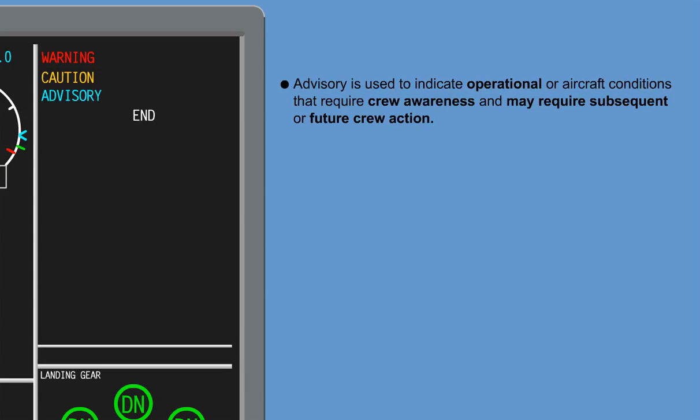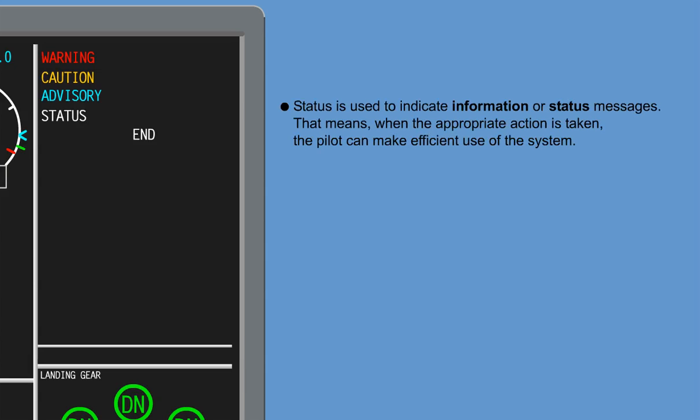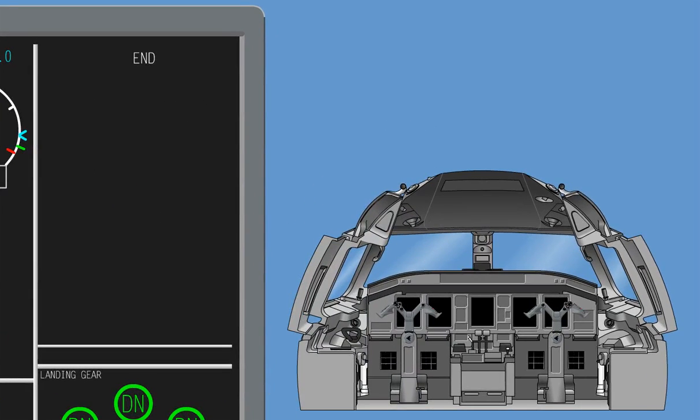Advisory, cyan color, is used to indicate operational or aircraft conditions that require crew awareness and may require subsequent or future crew action. Status, white color, is used to indicate information or status messages. That means when the appropriate action is taken, the pilot can make efficient use of the system. The ICAS messages are grouped and presented in chronological order according to their category. The warning category is at the top of the CAS field. Below this category, the system presents the caution, advisory, and status messages.